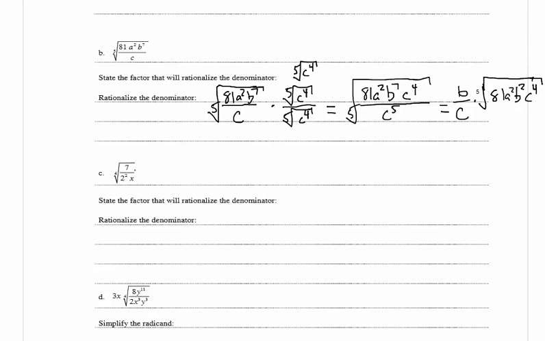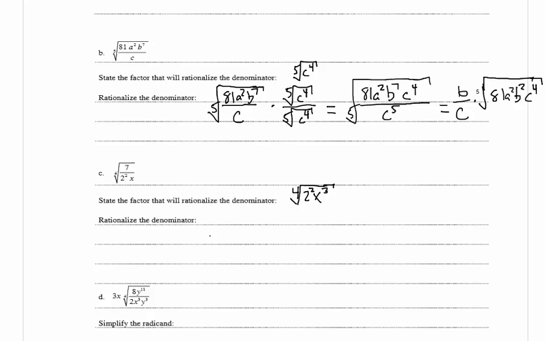In C we have the fourth root of 7 divided by 2 squared times x. And it wants us to state the factor that will rationalize the denominator. So we need the fourth root, and now we have 2 factors of 2, so we need 2 more factors of 2. And we have 1 factor of x, and we need 4, so we have x cubed. So we'll have the fourth root of 2 squared x cubed.